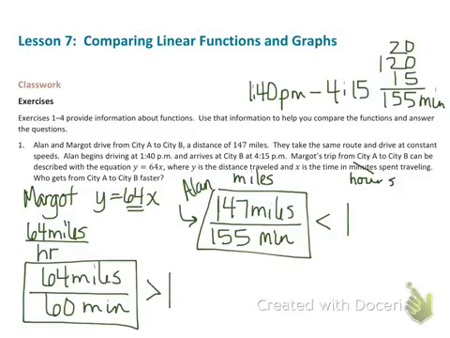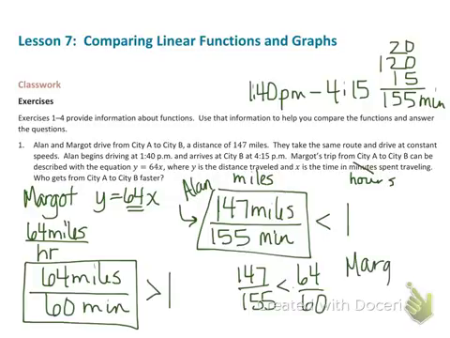64 over 60 is greater than 1. 147 over 155 is less than 1. So I know that 147 over 155 is less than 64 over 60. So Margot is faster. Margot's rate is faster. So she is going to get to her destination sooner. Margot's rate is faster.